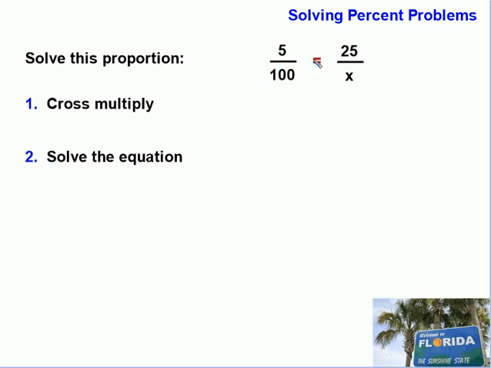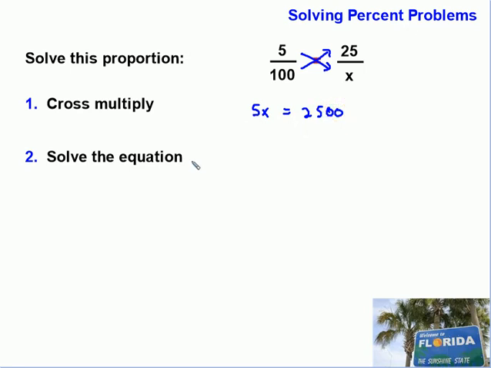Remember that anytime we have a proportion, we have two equivalent ratios and we set them equal to each other. In this case, we don't know what goes right down here in this x space. So we know that 5 over 100 is equal to 25 over something. We just don't know what that is. So the first step is to cross multiply. So we'll start by multiplying this way. 5 times x is 5x. And then we'll cross multiply this way. 25 times 100 is 25 with 2 zeros after it.